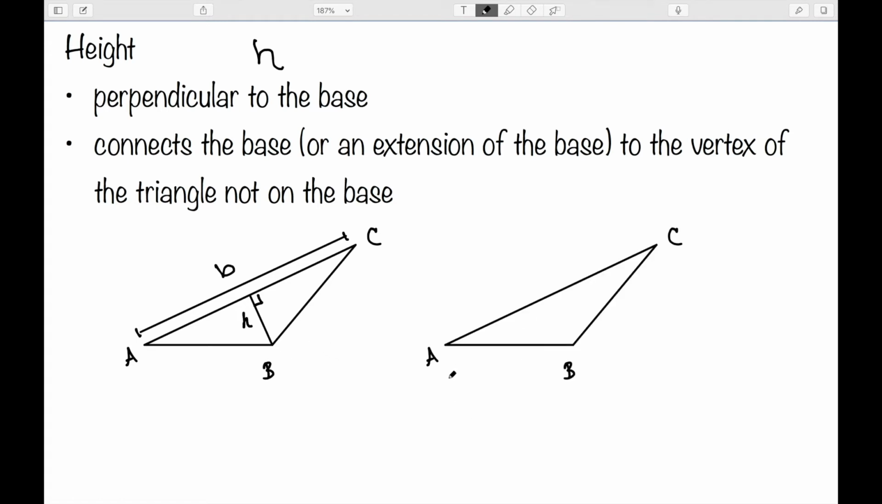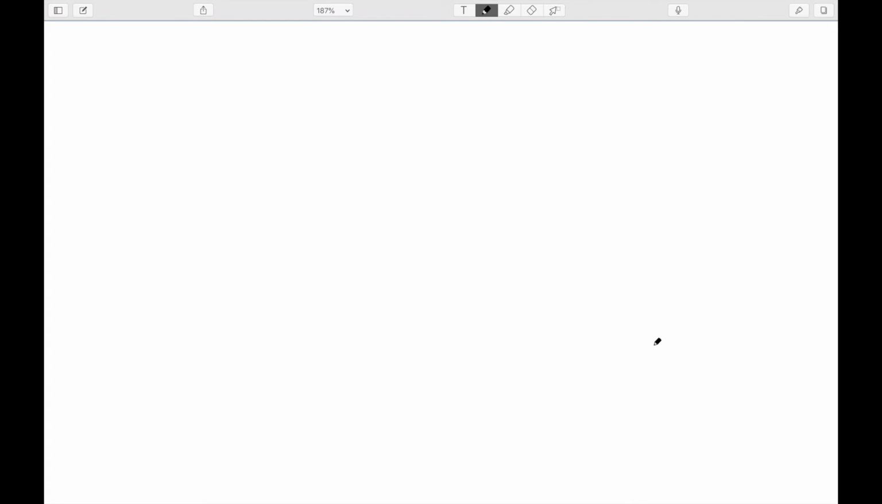If I look at the exact same triangle, and this time I want to define this side to be the base, then I would extend out this bottom side so that when I draw my perpendicular, it intersects an extension of the base. So this is what we mean by connecting the base or an extension of. We might have to extend out the line segment. So this would be my height H. No matter which side is chosen to be the base of the triangle, we still have a single formula that gives us the area of the triangle.